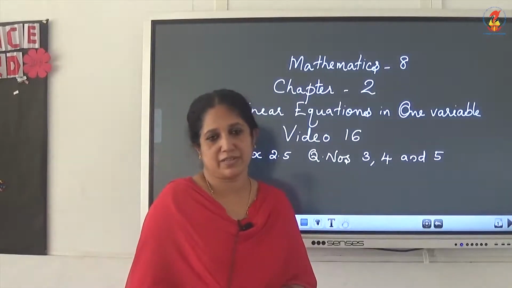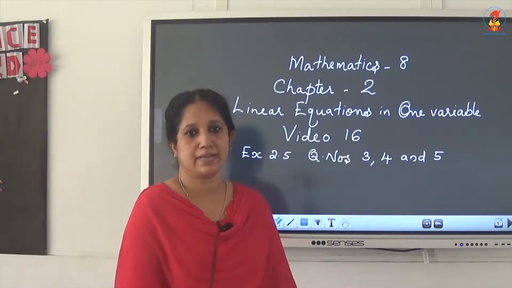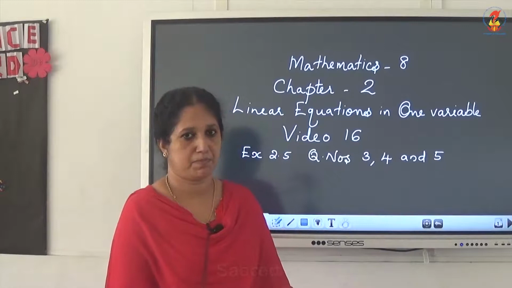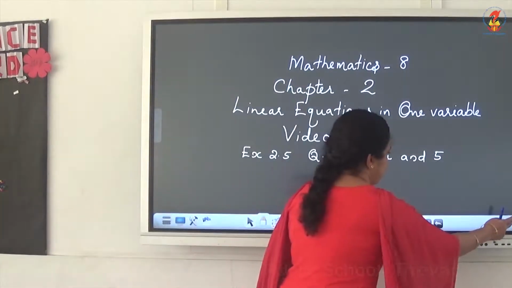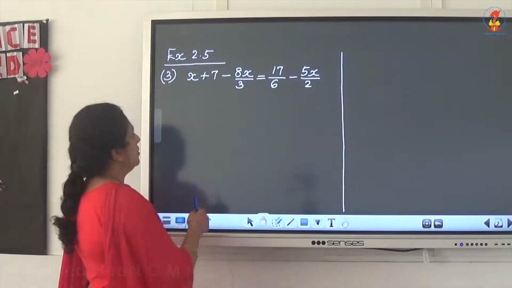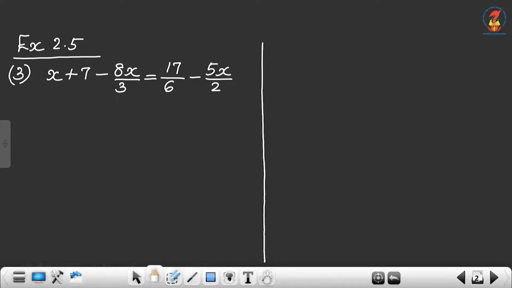Hello children, welcome back. In the last video we discussed how we can reduce an equation to a simple form. So we continue with the exercise. Now exercise 2.5 question number 3: x + 7 - 8x/3 = 17/6 - 5x/2. Now we have to reduce these equations to a simple form.